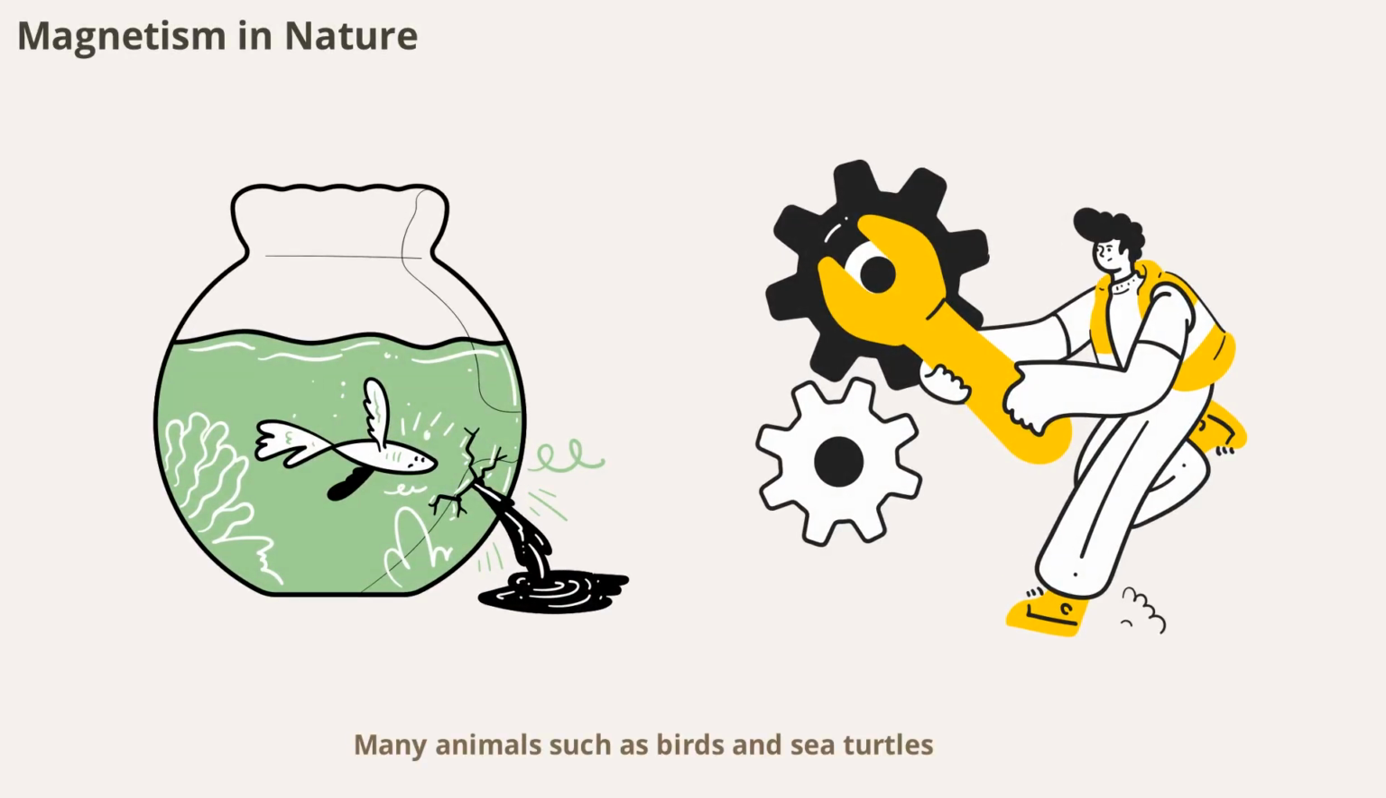Many animals, such as birds and sea turtles, use Earth's magnetic field for navigation during migration. Magnetoreception, the ability to sense magnetic fields, is a fascinating adaptation that helps these creatures find their way across vast distances. Studying magnetism in nature provides insights into evolution and the interconnectedness of life on Earth.